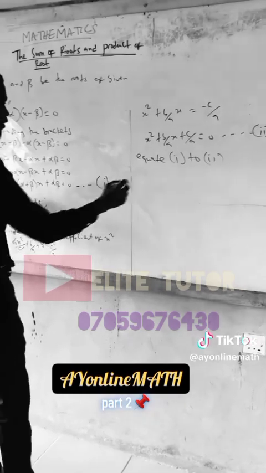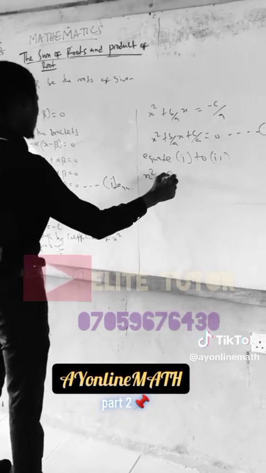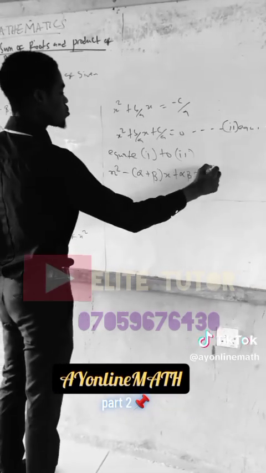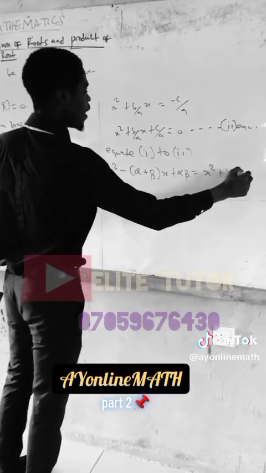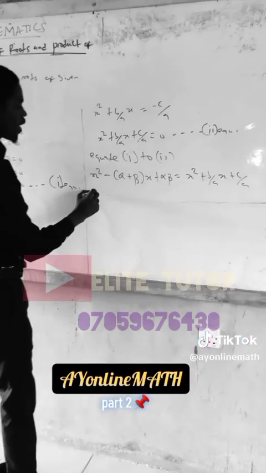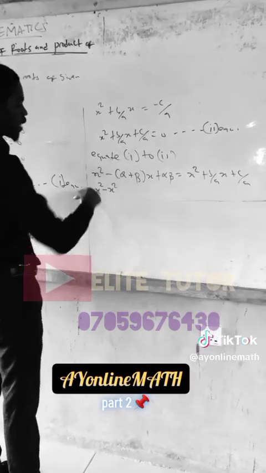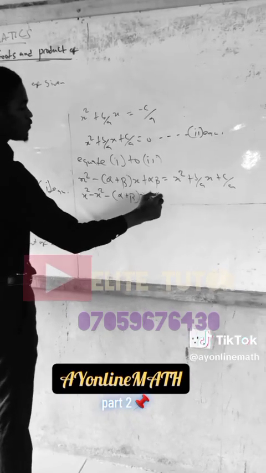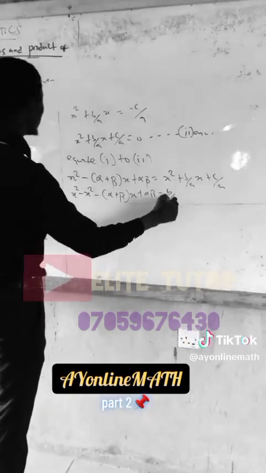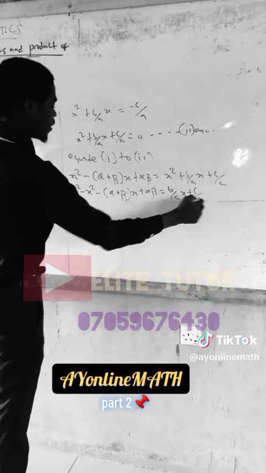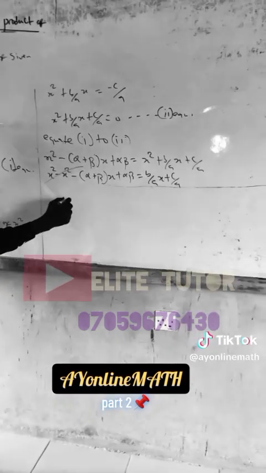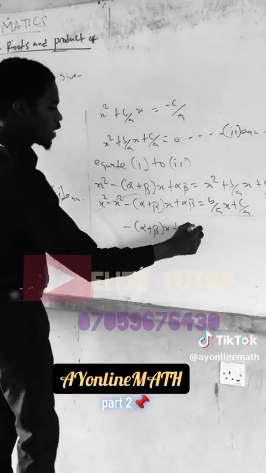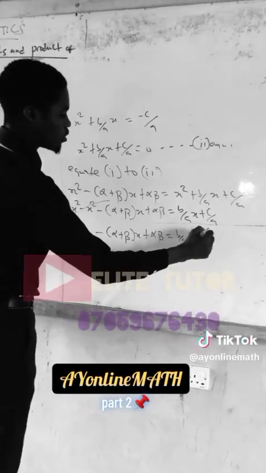How do we do that? We have x squared minus (alpha plus beta) x plus alpha beta equals x squared plus b over a x plus c over a. Then x squared minus x squared cancels, so we are left with minus (alpha plus beta) x plus alpha beta equals b over a x plus c over a.